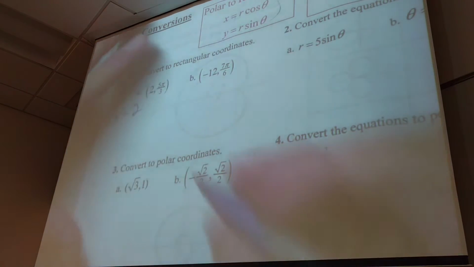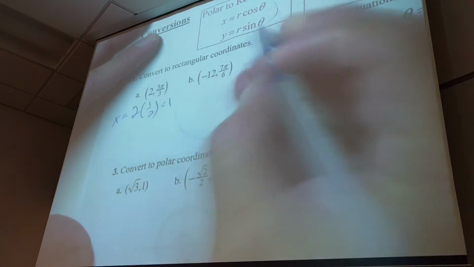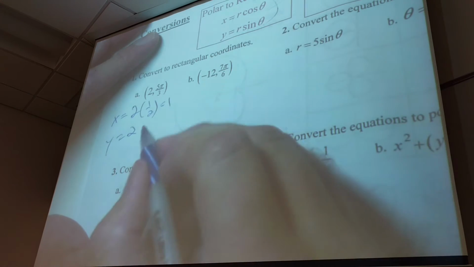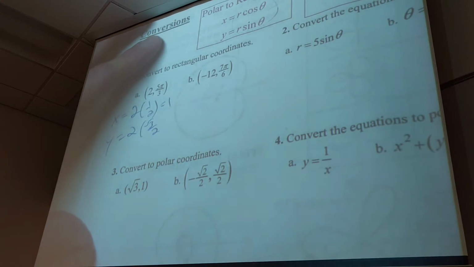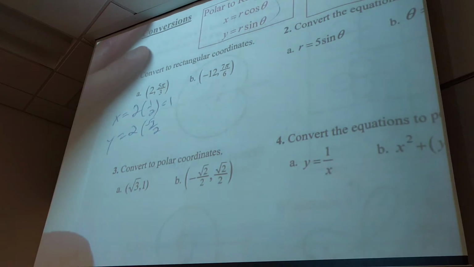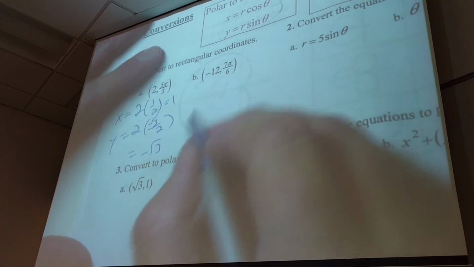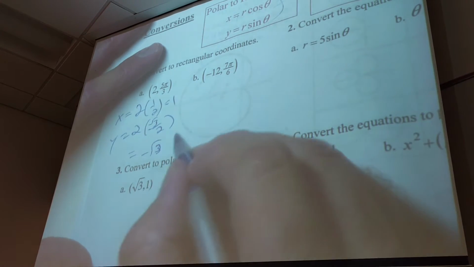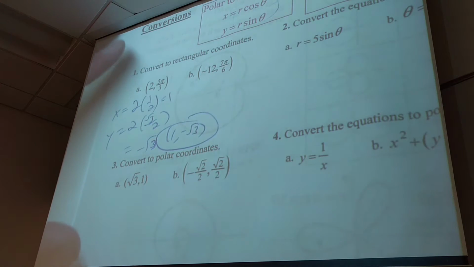So this will be 2 times 1 half, so you get 1, and the y piece will be twice root 3 over 2. It's in the fourth quadrant, so sine is going to be negative. So that just becomes negative root 3. So the point will be (1, negative root 3). Cool, I like it. Not too bad.